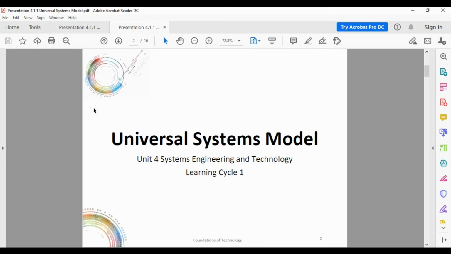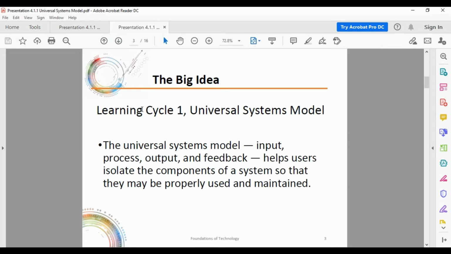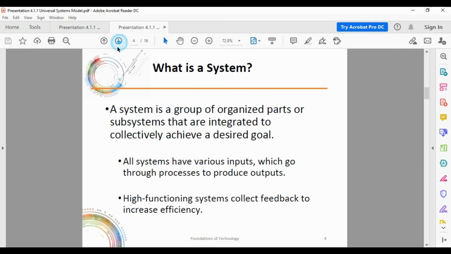Firstly, we're going to look at the universal systems model and what all it entails. The universal systems model, input, process, output, and feedback, helps users isolate the components of a system so that they may be properly used and maintained. We try to build everything around the same ideas under the same process, so that it doesn't matter where you fall in the ranks. You can systematically approach any kind of technology and work your way through it.